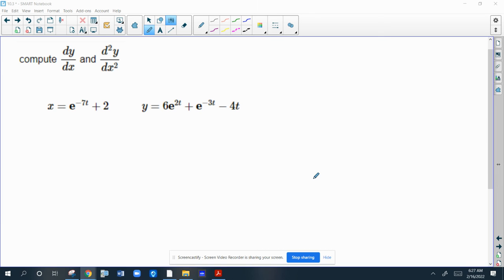So now we're going to look at the first derivative and second derivative of parametric equations. These parametric equations have an x and a y, and they're both written in terms of t, and we're looking for dy dx. So notice there's no t involved.